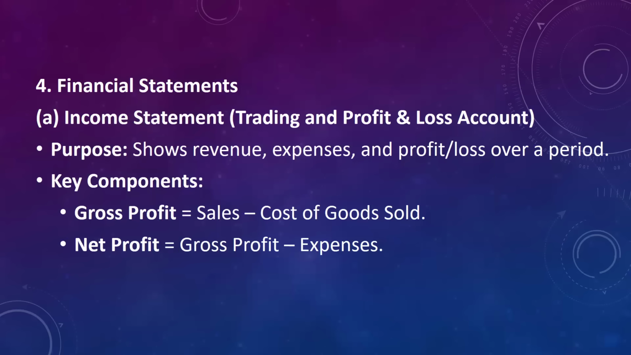Some of the financial statements you'll be doing. The first two are the ones you should be aware of the most. The first one is the income statement, also known as the trading and profit and loss. Its purpose is to calculate how much profit the company is making. It shows two types of profits, gross profit and net profit.